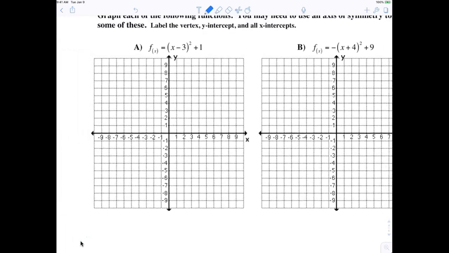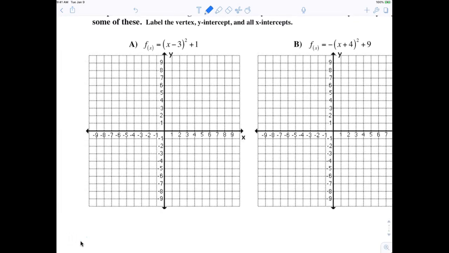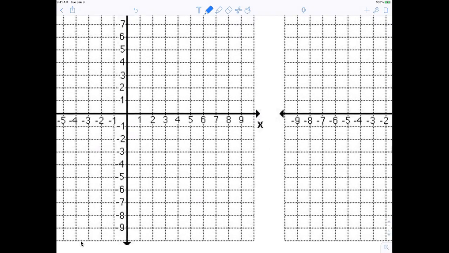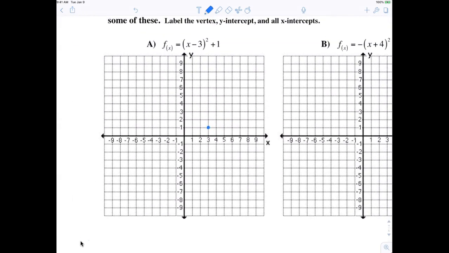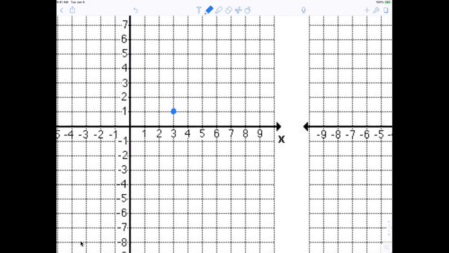So let's take a look at letter A on that. So this means we're shifting what? Right 3 and up 1. When you shift right 3 and up 1, that is the actual what? Vertex. Now, here's what I want to show you next. Is there a stretch? No. So now you got to pay attention. Listen to me. What's 1 squared? 1. So I go over 1, up 1.